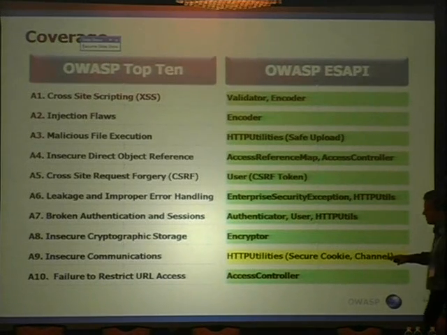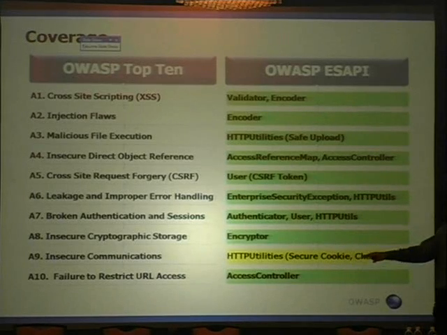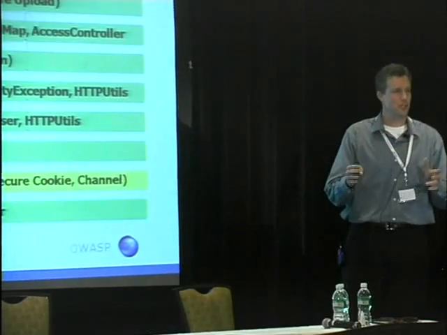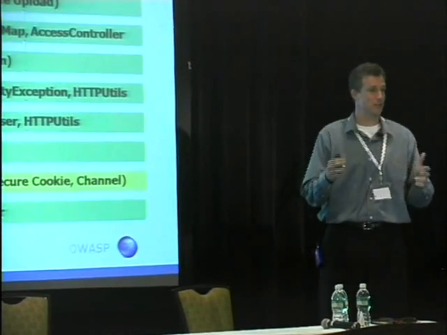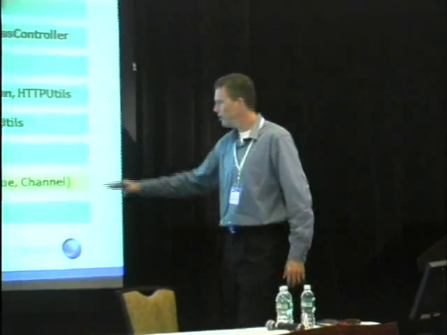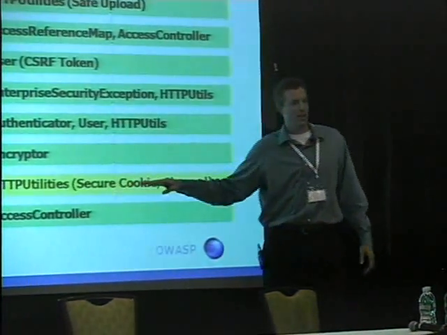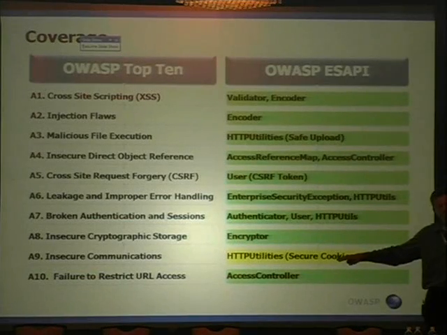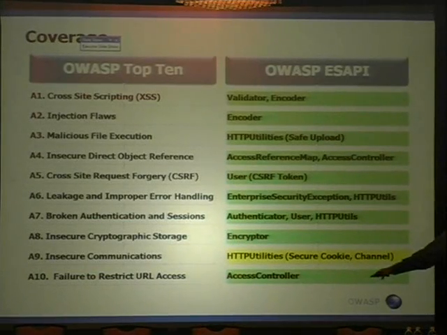We've got some things about insecure communications, but we can't do everything here, right? We're just in the code. We can't do anything to force you to configure SSL in your server, right? So we don't do everything. We do verify that the channel is secure, and we do the secure cookie checks, but we can't do everything here. And then we've got a pretty sophisticated access controller to allow people to enforce that access control throughout the site.